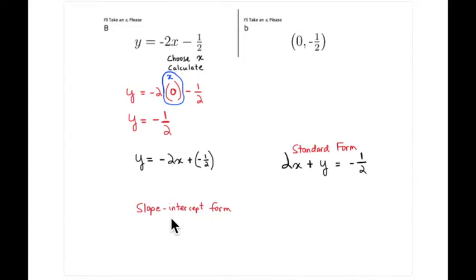All right, so let's take a look. This is the slope-intercept form. This is the standard form. The slope is -2. So what's going to be the slope over here using this form? Well, it's the ratio of a to b. So that's a ratio of 2 to 1.